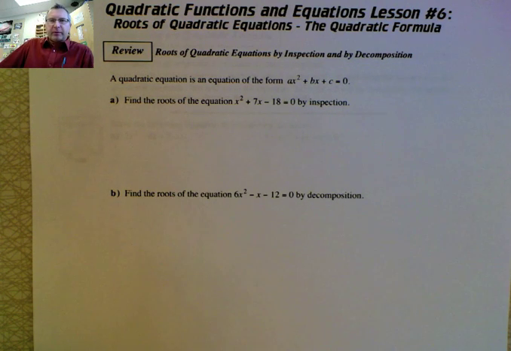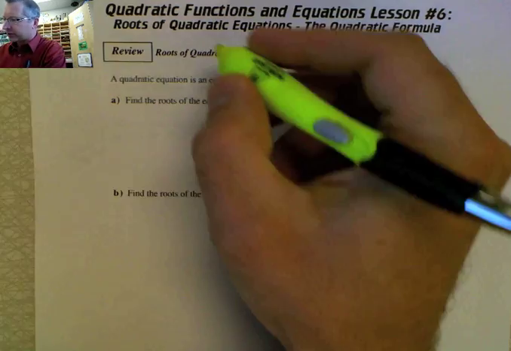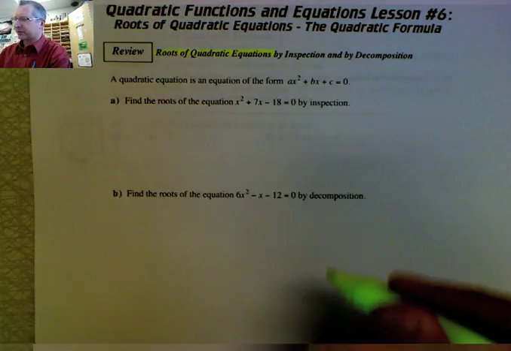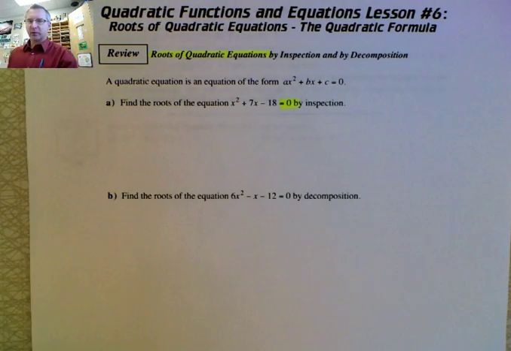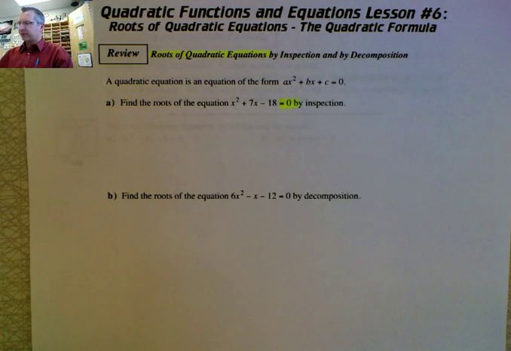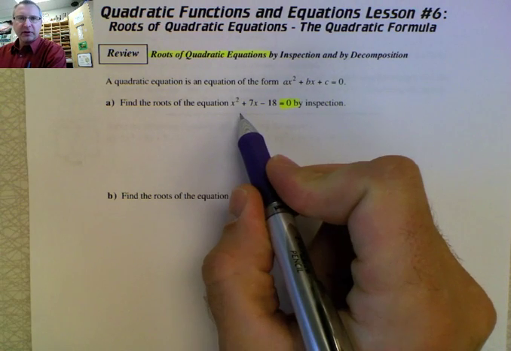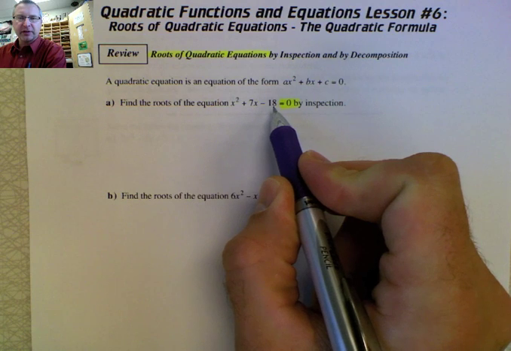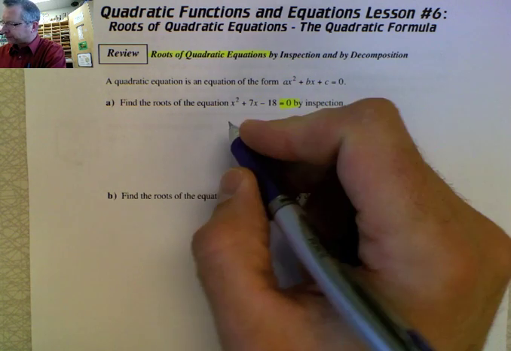What we're going to do before we talk about something called the quadratic formula is quickly review how you find the roots of a quadratic equation. Remember, when you're finding the roots, you're actually looking for the x-intercepts, and that's why your equation is equal to 0. Anytime you have an equation equal to 0, you're finding the roots.